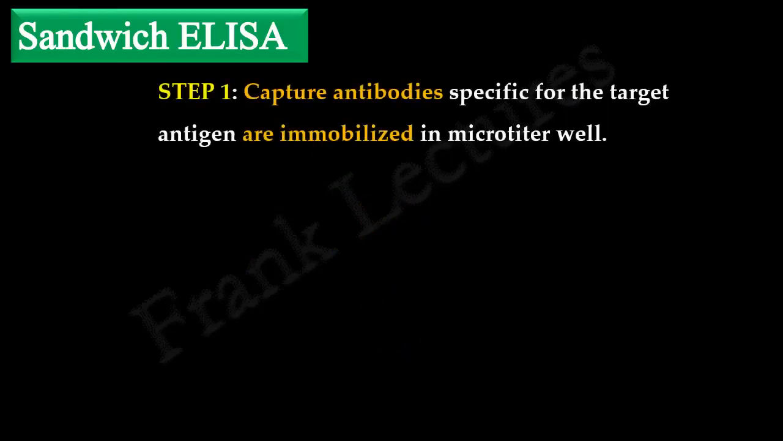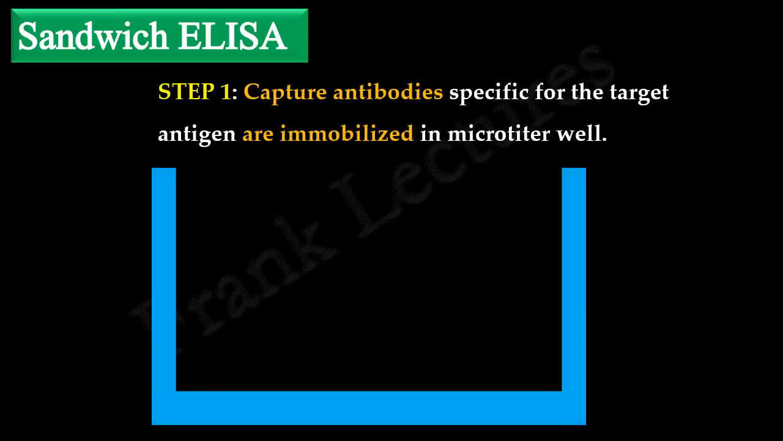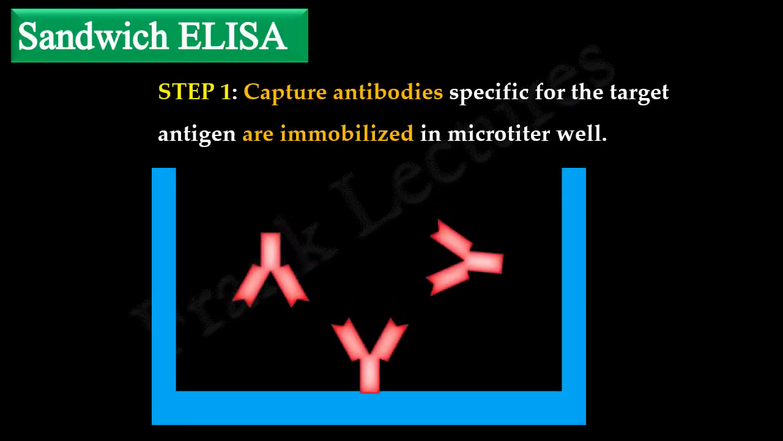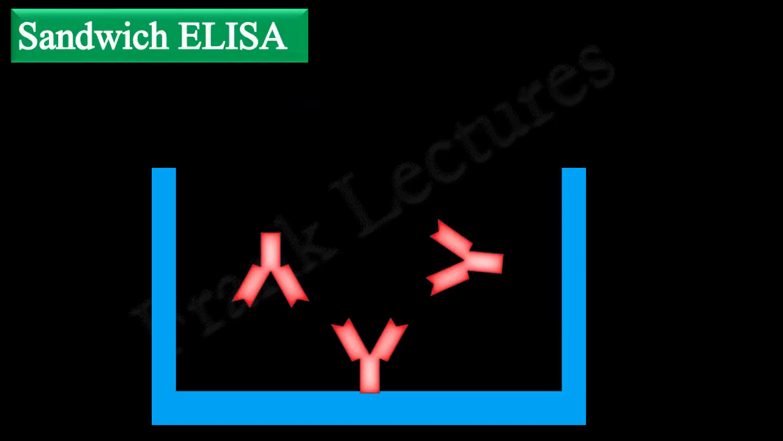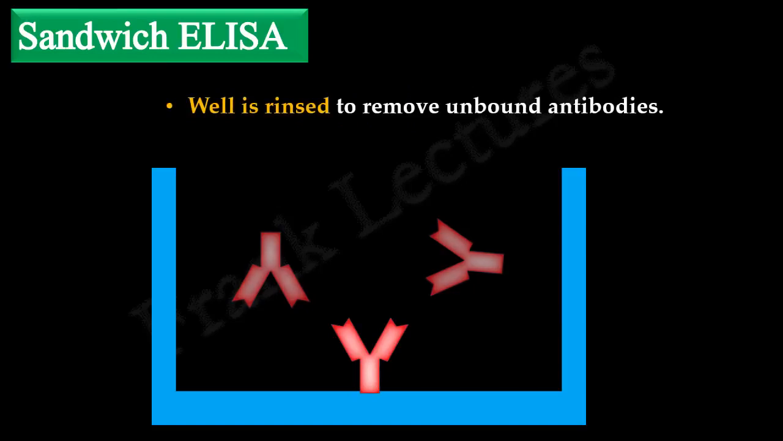In the first step of sandwich ELISA, the capture antibody is immobilized in a microtiter well. The capture antibody is a high-affinity antibody specific to the target antigen. Its function is to capture the target antigen from the test or serum sample. So, after the immobilization of capture antibodies, the microtiter well is rinsed. This is done to remove unbound antibodies present in the well.